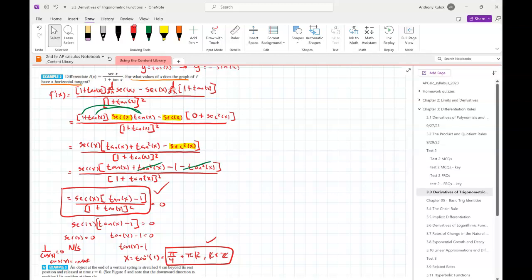So again, as a reminder, the AP does expect you to know the unit circle.